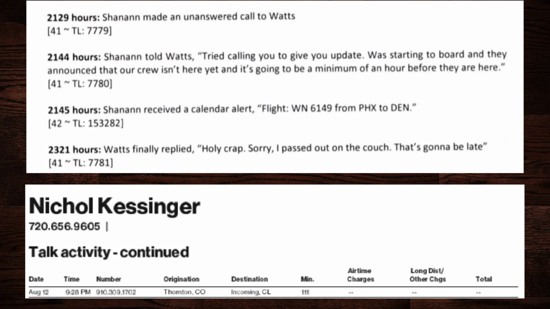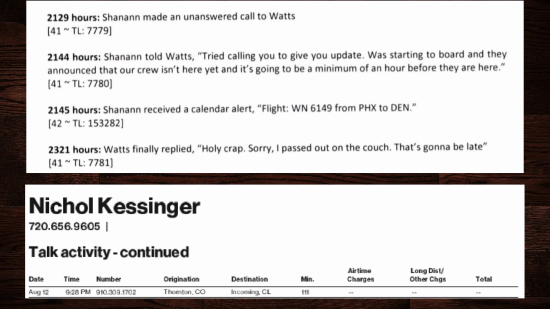Okay, if you do the math, 111 minutes from 9:28 takes you to 11:19 p.m. So he talks to NK until 11:19 p.m., and then he gets off. And what does he do when he gets off? He texts Shanann. 11:21 is when her text went through. So he gets off with NK at 11:19 and texts Shanann: Holy crap, sorry, I passed out on the couch. That's going to be late. Right there, we know he wasn't passed out on the couch. He was talking to NK the whole time, okay?